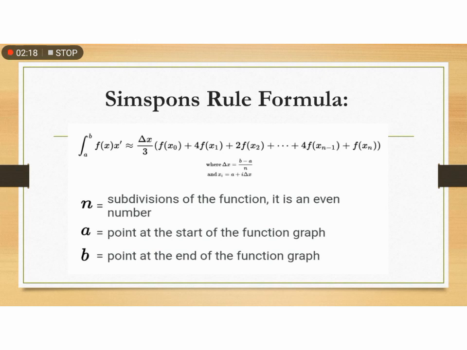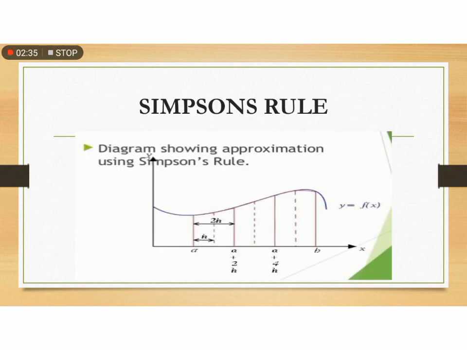So n is the number of subdivisions of the function. It is an even number, and a is the point at the start of the function graph, and b is the point at the end of the function graph. This is the diagram of Simpson's rule showing the approximation using Simpson's rule.